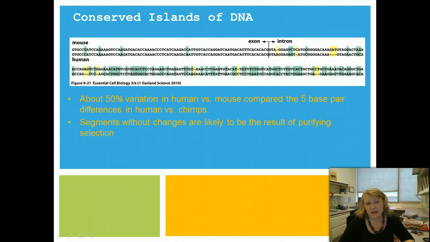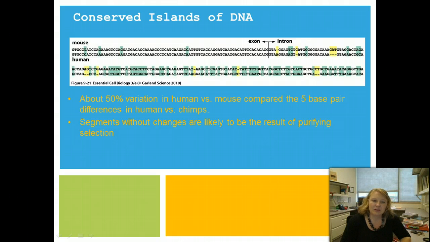There's about 50% variation between the human and the mouse, compared to the 5 base pair differences between human and chimp. So that's showing you that there's a significant genetic difference between us and a mouse, and us and a chimp. And that makes sense if you look at even our physical traits, that there would be a significant difference even in size between the human and mouse genomes versus the human and chimp genomes.